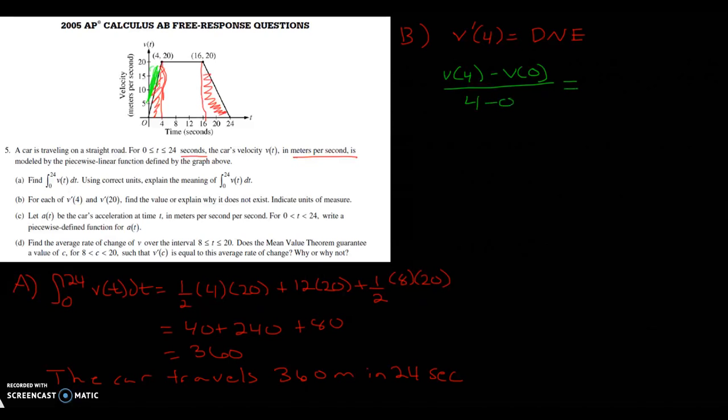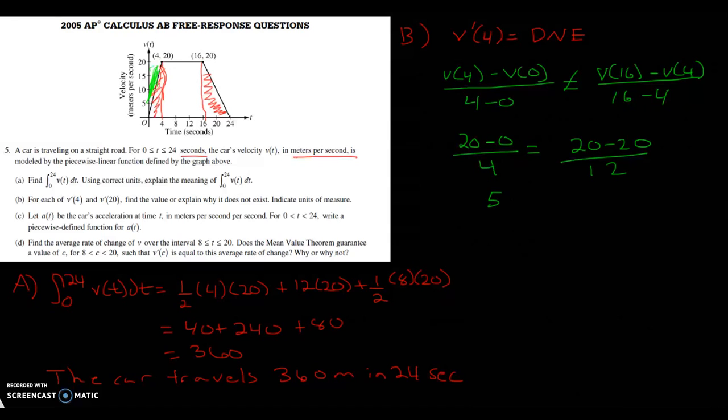That is not going to equal v of 16 minus v of 4 over 16 minus 4. So v of 4 is 20, right? So 20 minus v of 0, which is 0, over 4 does not equal 20 minus 20 over 12. So you get 5 does not equal 0. That's why that one does not exist.